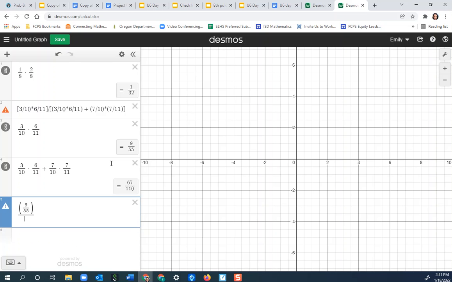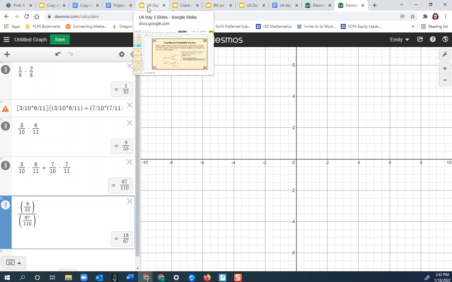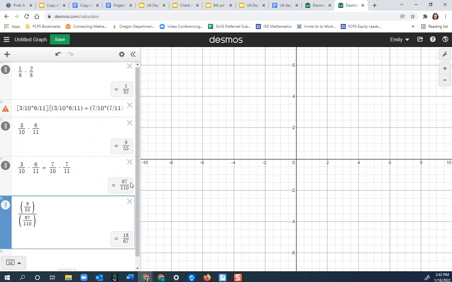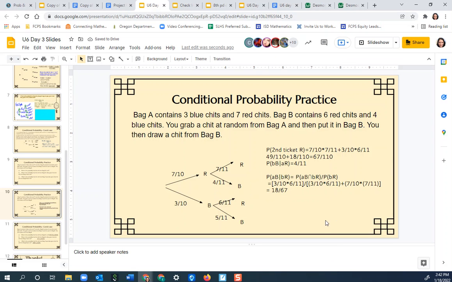All right, so I have 9 over 55 divided by 67 over 110. And I'm going to make it a fraction, so I get 18 over 67. Now, all of that was already written on here. I just didn't do the work yet. 9 over 55 over 67 over 110 gives us 18 over 67. Okay. And that was what the last question was asking.